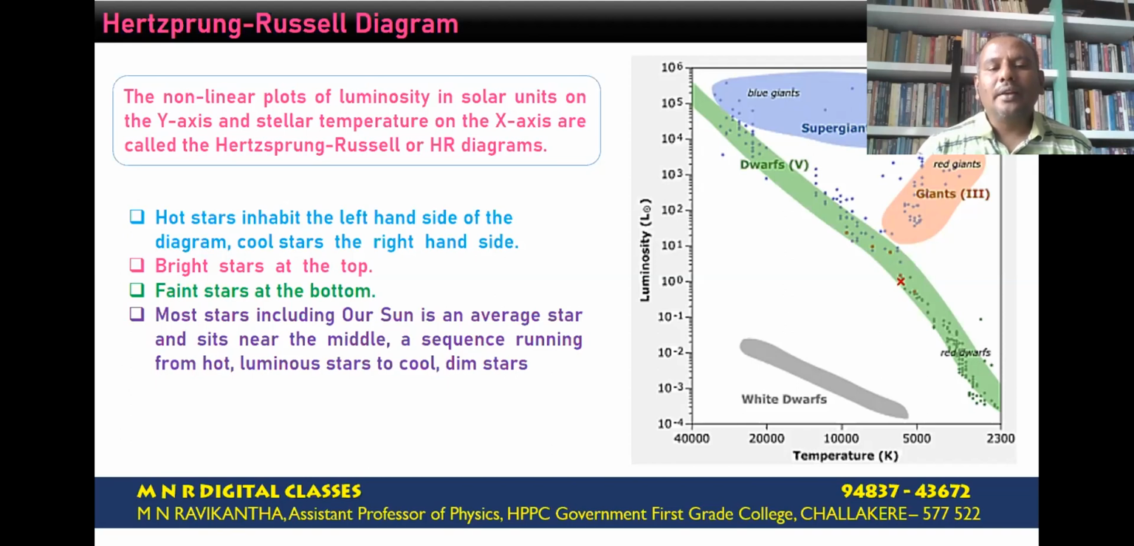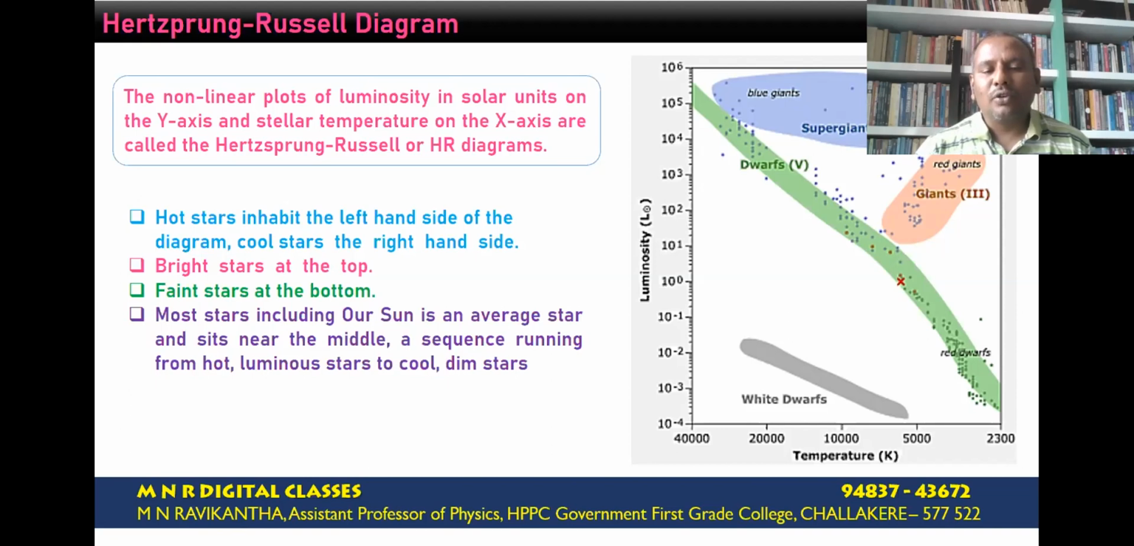Then the brighter stars, meaning greater luminosity, will occupy the top left corner of the HR diagram. Fainter stars will occupy the bottom right corner of the HR diagram. Bright stars on the top, faint stars at the bottom. Hot stars on the left side, cool stars on the right side, bright stars on the top position and faint stars at the bottom position.